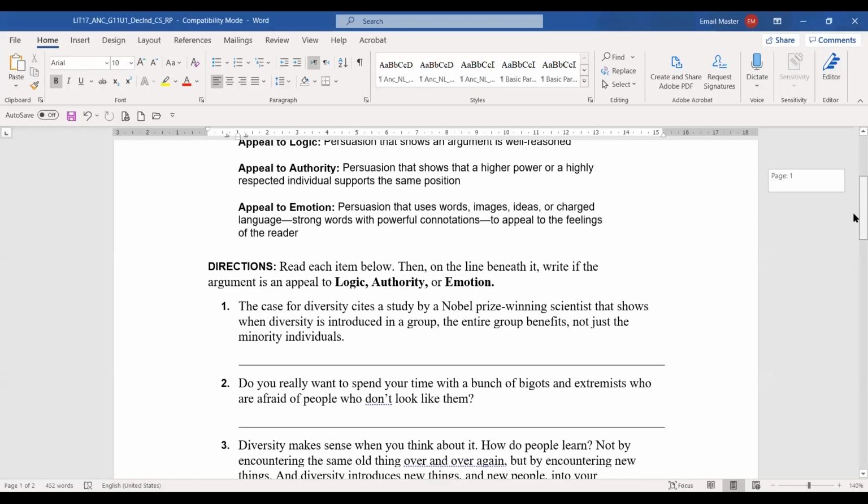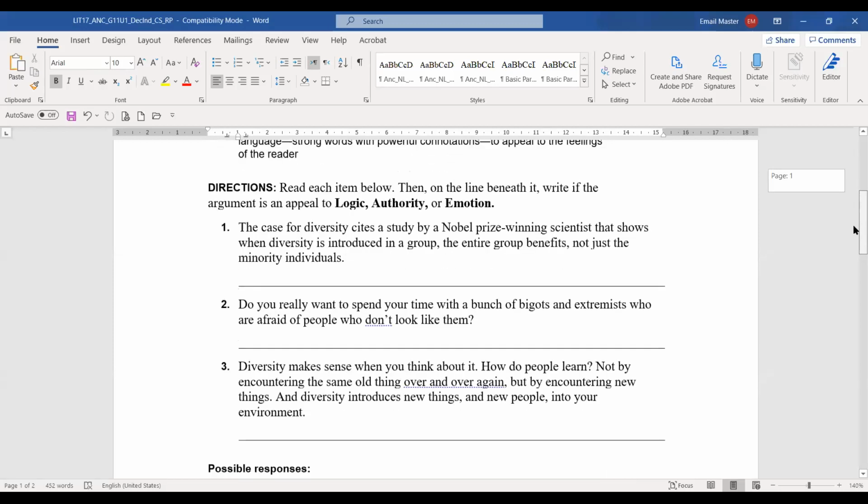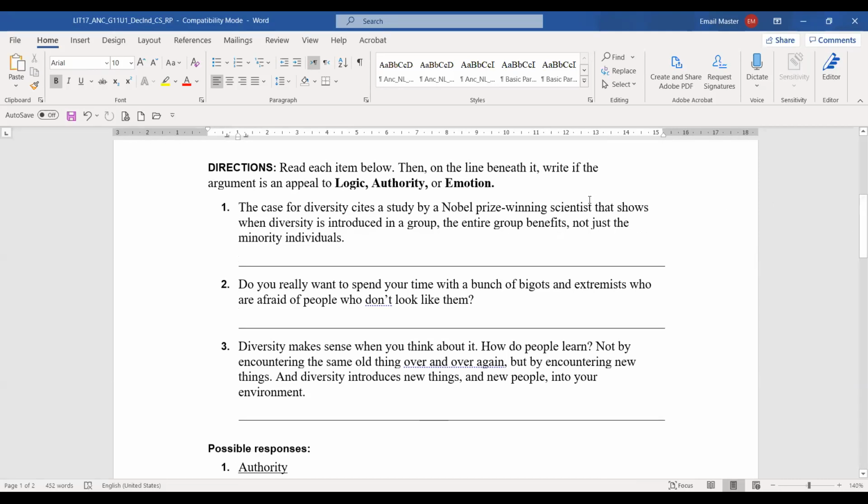It says read each item below, then write either logic, authority, or emotion. The case for diversity cites a study by a Nobel Prize-winning scientist that shows when diversity is introduced in a group, the entire group benefits, not just minority individuals. So here, by saying Nobel Prize-winning scientist, it gives us the authority. So that means it's a credible person, trustworthy.